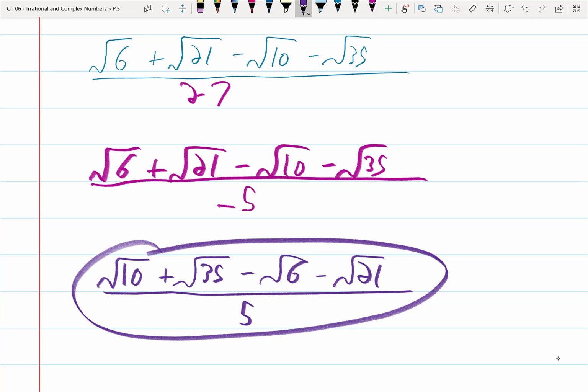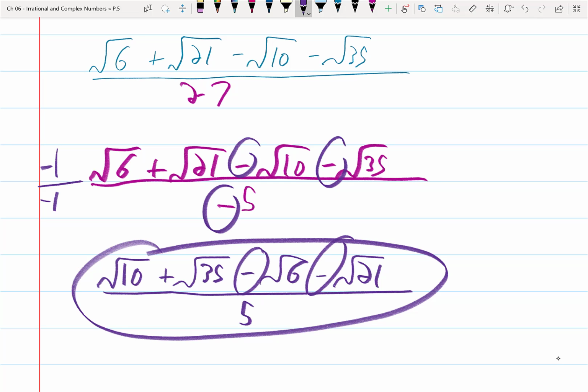From the middle to the bottom, I multiplied both the numerator and denominator by negative 1 because I have 1, 2, 3 negatives here, but in my final answer I have 2 negatives. So it's actually just considered to be fewer. It's slightly simpler.